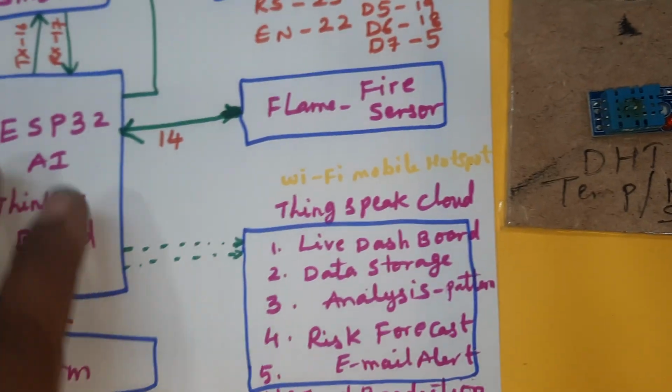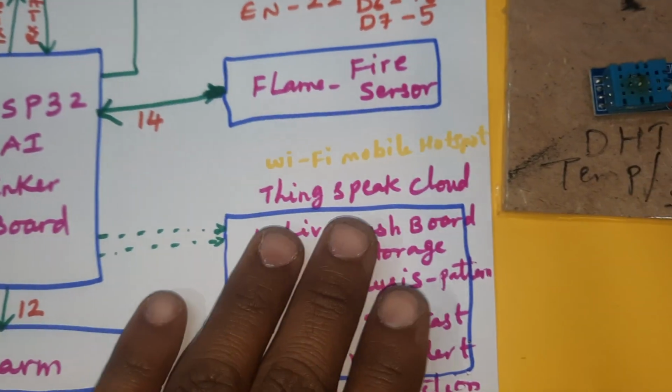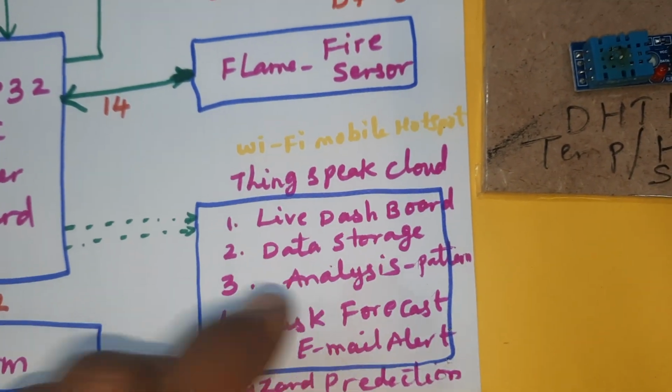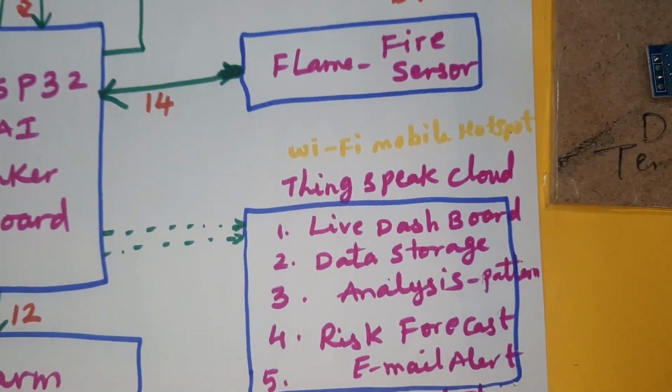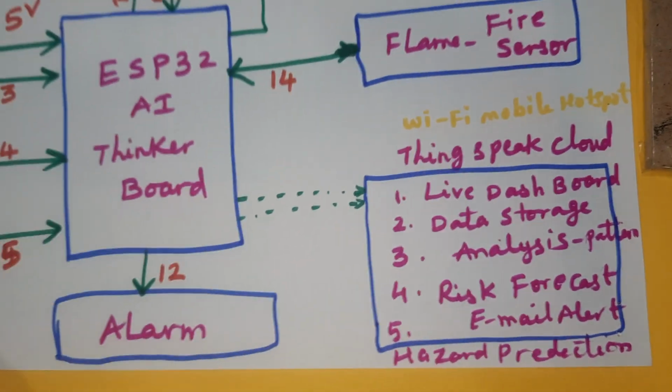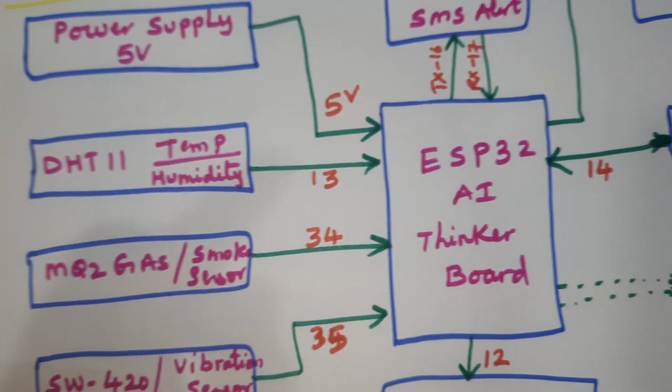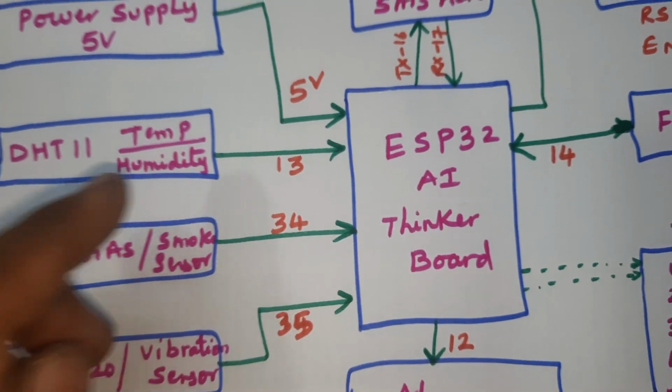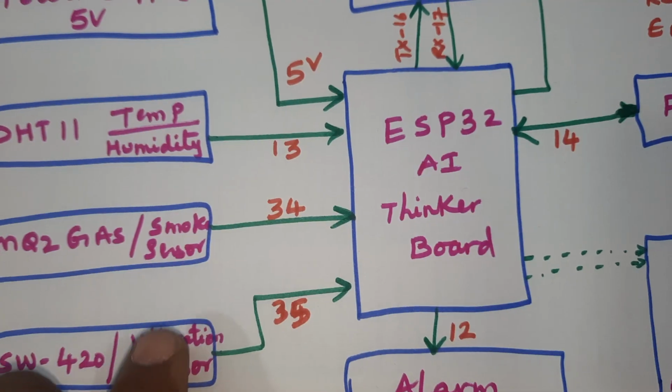We are sending the data to the ThingSpeak cloud and monitoring the live dashboard, with data stored in a MySQL database for pattern analysis. If anything happens, a risk forecast and email alert are sent. If temperature crosses 40, there is an email alert. If humidity crosses 80, there is an email alert and an SMS alert.